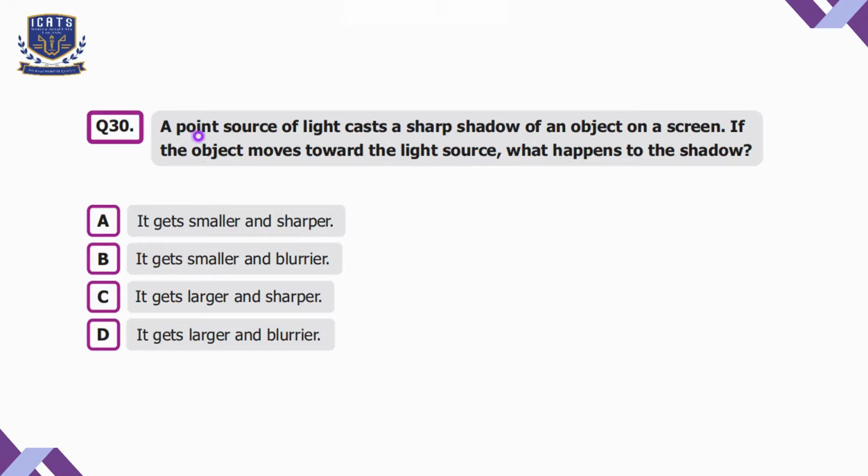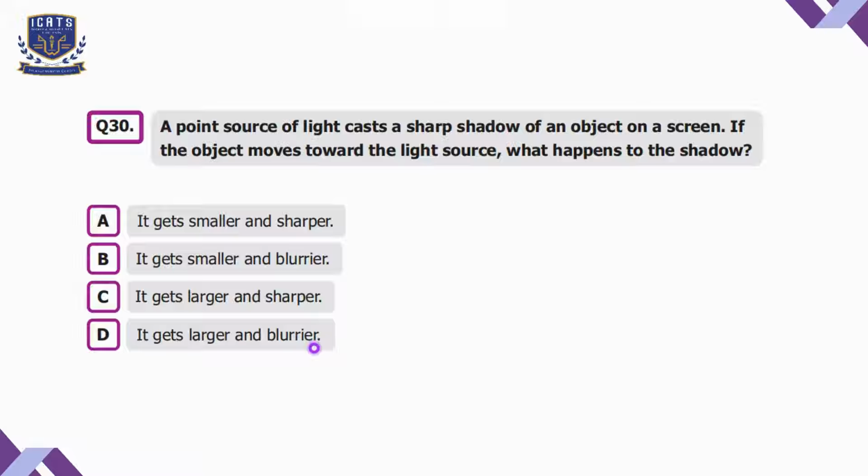Question number 30. A point source of light casts a sharp shadow on an object on a screen. If the object moves towards the light source, what happens to the shadow? Option A is it gets smaller and sharper. Option B is it gets smaller and blurrier. Option C is it gets sharper and larger. Option D is it gets larger and blurrier.